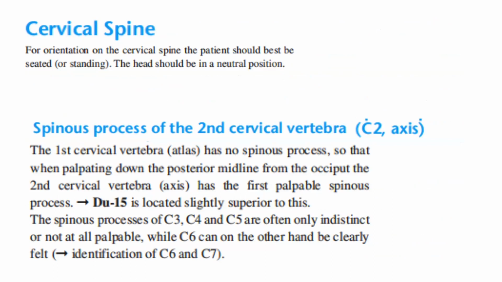Spinous process of the second cervical vertebra. The first cervical vertebra, the atlas, has no spinous process, so when palpating down the posterior midline from the occiput, the second cervical vertebra, the axis, has the first palpable spinous process. DU15 is located slightly superior to this. The spinous processes of C3, C4, and C5 are often only indistinct or not at all palpable, while C6, on the other hand, can be clearly felt, for identification of C6 and C7.